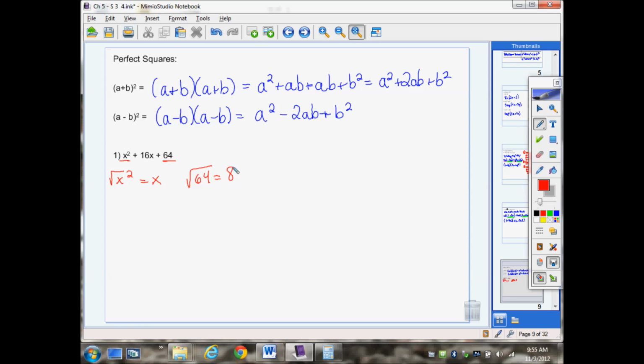Then we take these two squares and I multiply them together times 2. So 2 times x times 8 is 16x. If this term right here matches this term right there, you have a perfect square trinomial. And then you take the two things that you multiplied together and square them. Don't worry, we'll do another one.